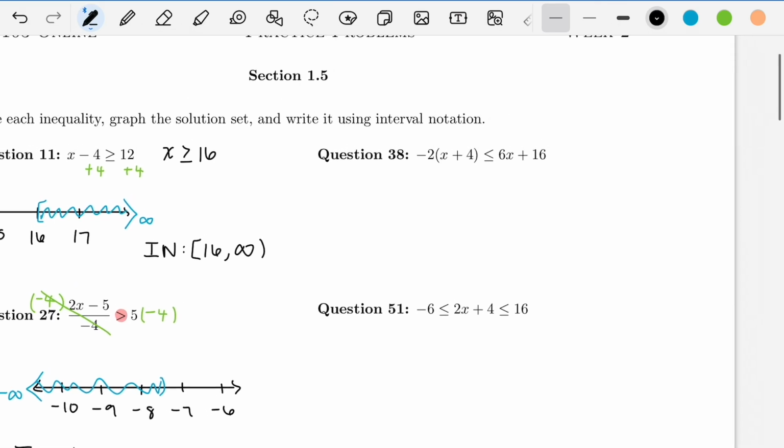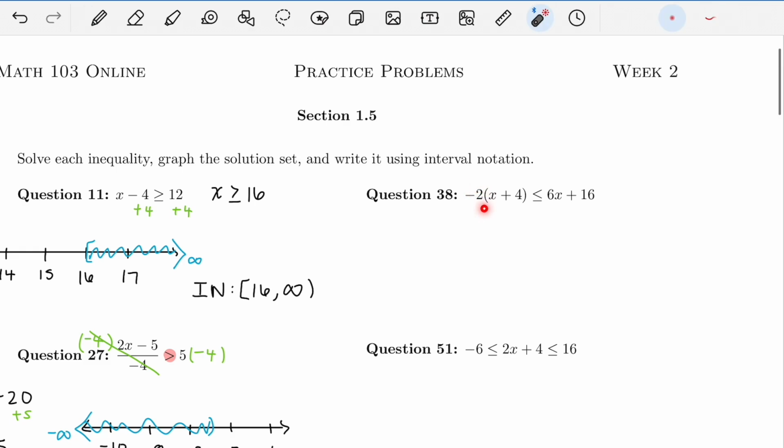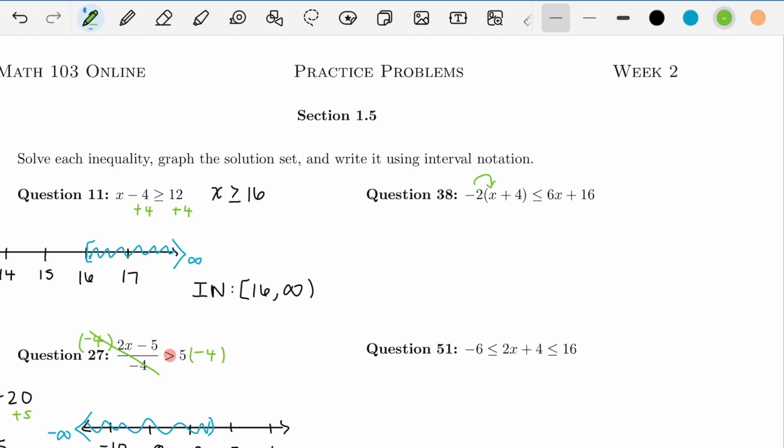All right, let's move on to question 38 here. Now in this case, we're going to want to use our distributive property. We have this -2 being multiplied by what's inside the parentheses here. And since x and 4 are not like terms, we can't combine these guys. We can't do what's in the parentheses first and then multiply by -2. So we're going to distribute this -2 to both terms inside our parentheses.